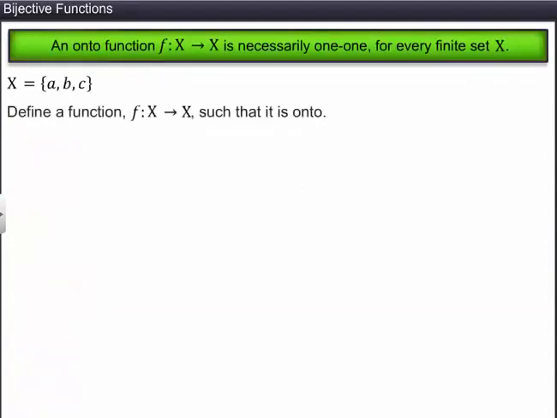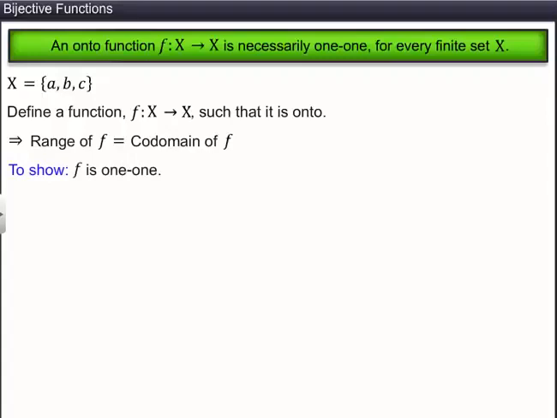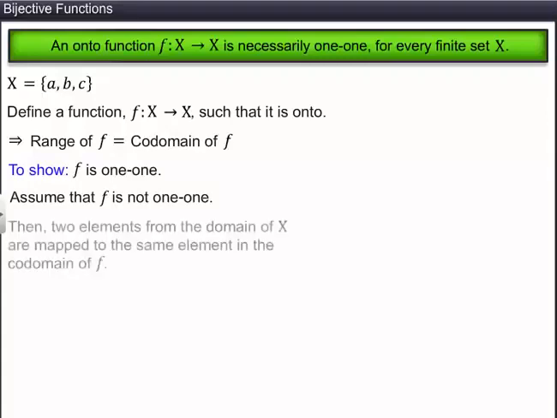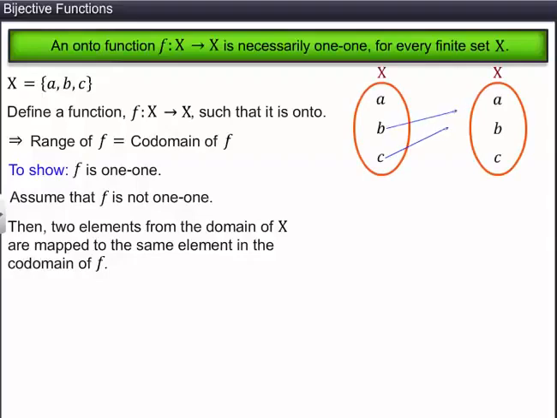Consider the same finite set X and let f be an onto mapping from X to X. This implies the range of f is equal to the codomain of f. We have to show that f is one-to-one. Let's begin by supposing that f is not one-to-one. That means two elements from the domain of X are mapped to the same element in the codomain of f. Suppose b and c are mapped to a under f.